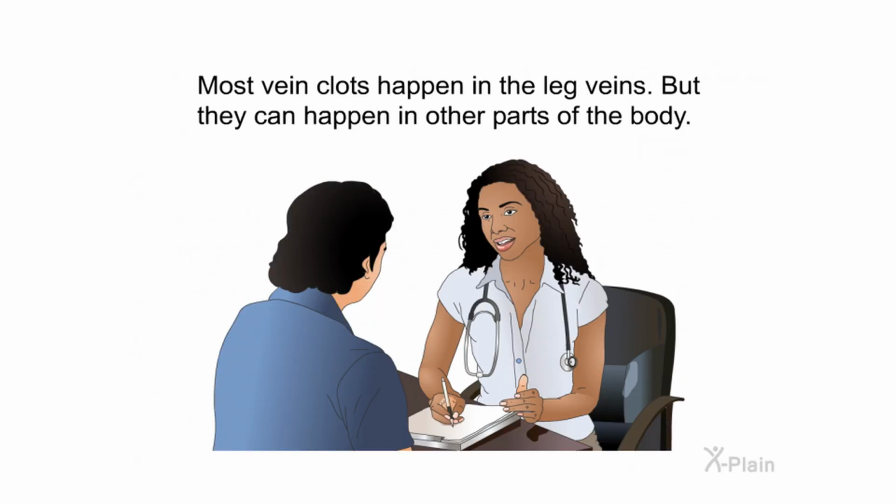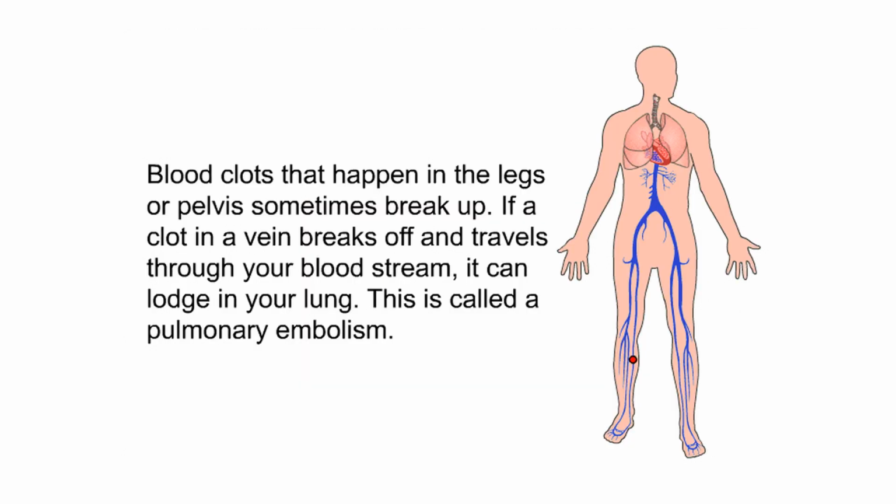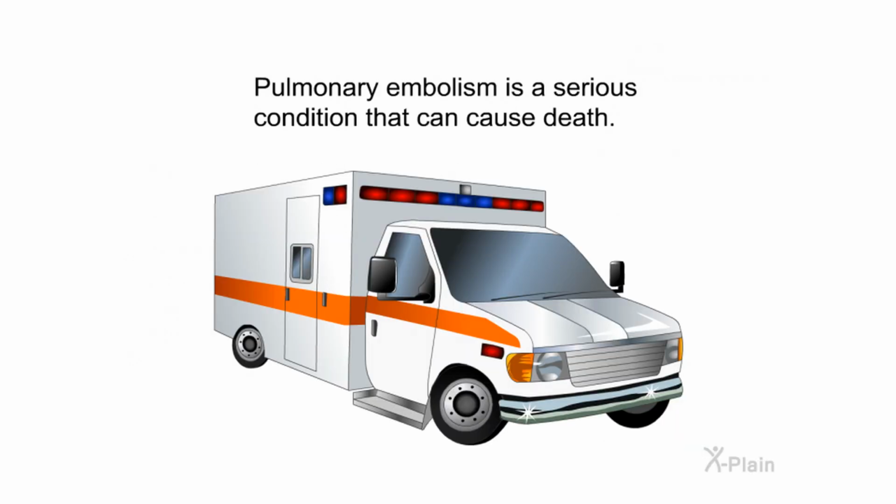Most vein clots happen in the leg veins, but they can happen in other parts of the body. Blood clots that happen in the legs or pelvis sometimes break up. If a clot in a vein breaks off and travels through your bloodstream, it can lodge in your lung. This is called a pulmonary embolism. Pulmonary embolism is a serious condition that can cause death.